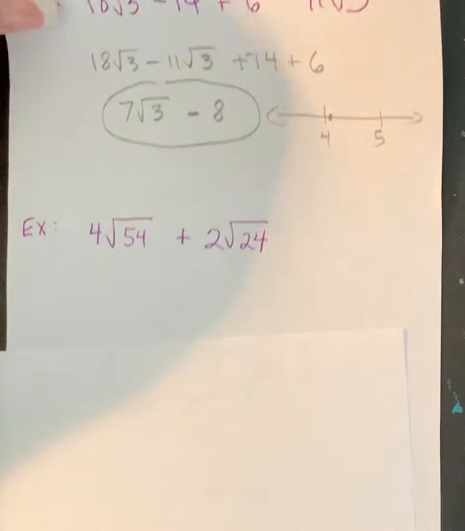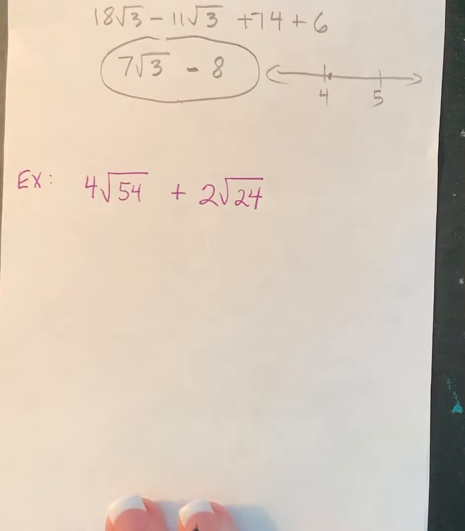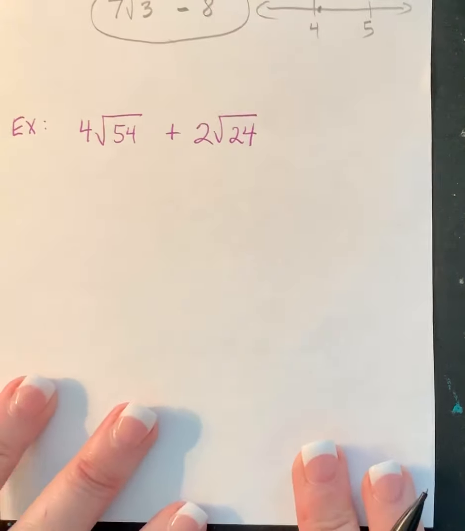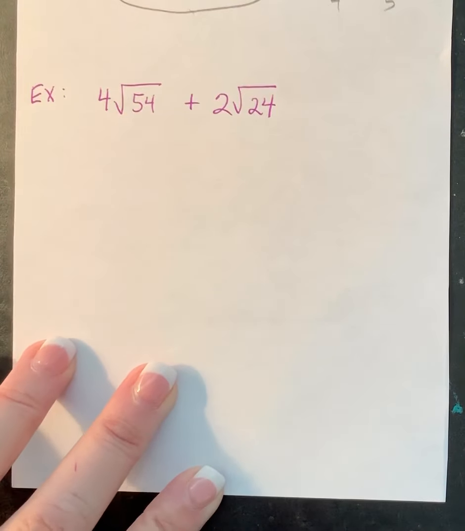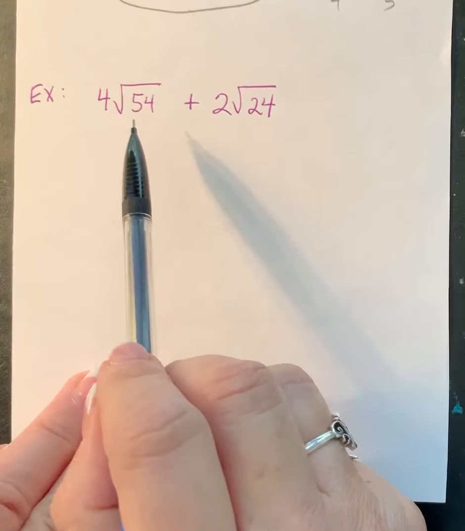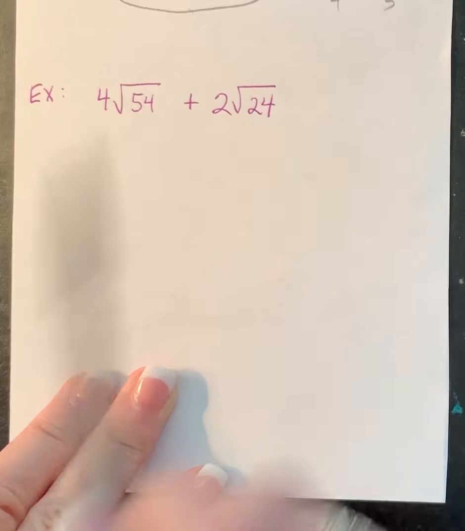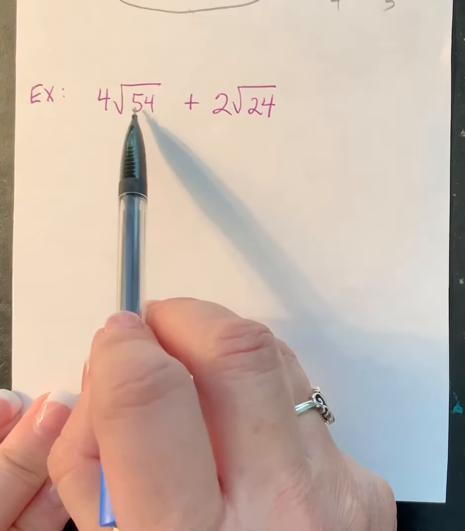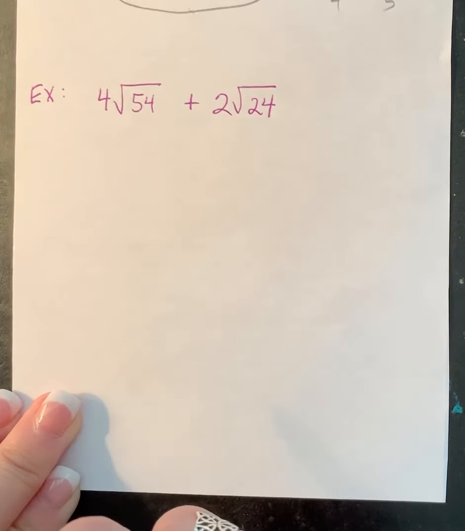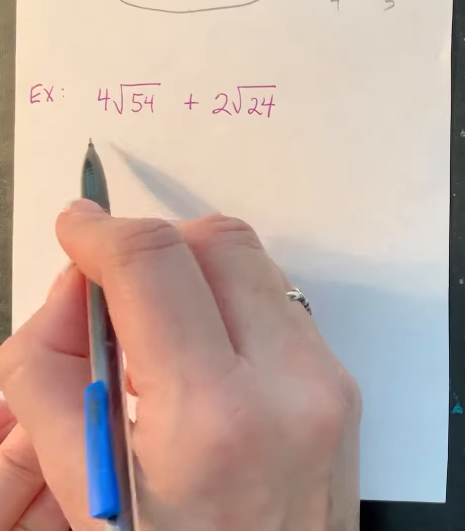All right, now here's the last kind of problem. You look at it, and at first glance, it looks like, okay, well, we're done. There are no like radicals. This has a 54, that has a 24. However, these are not in simplest radical form. We can work with these.